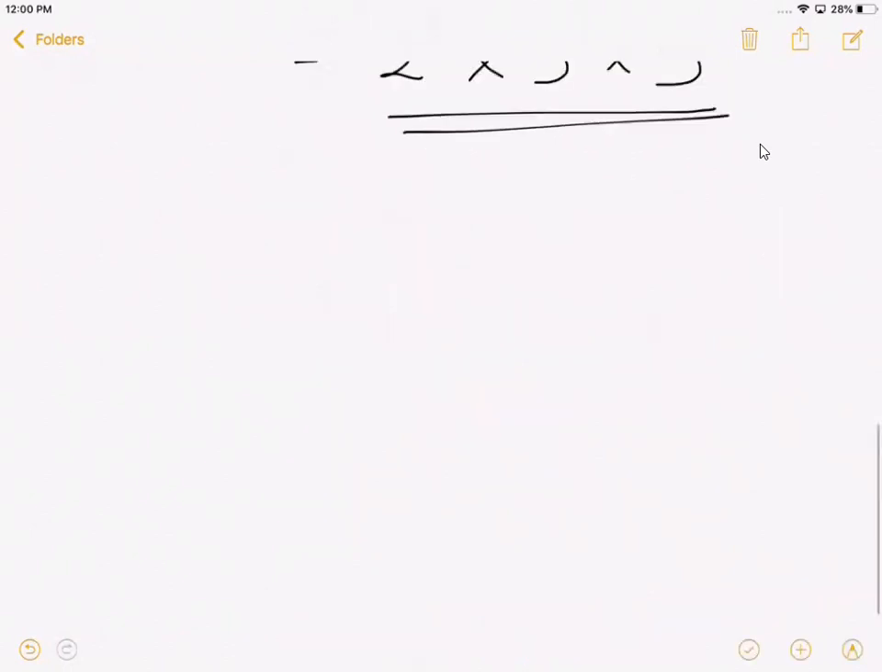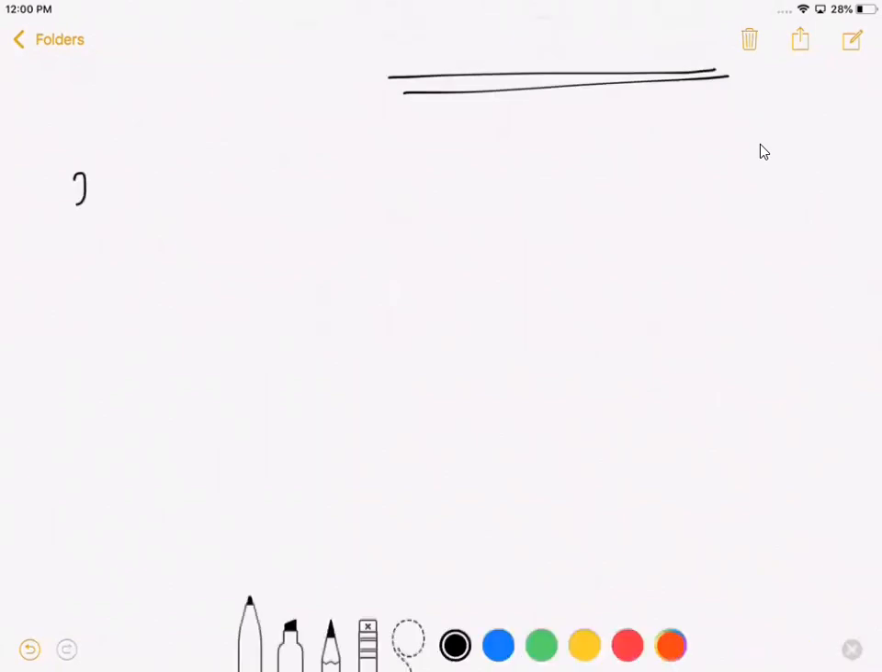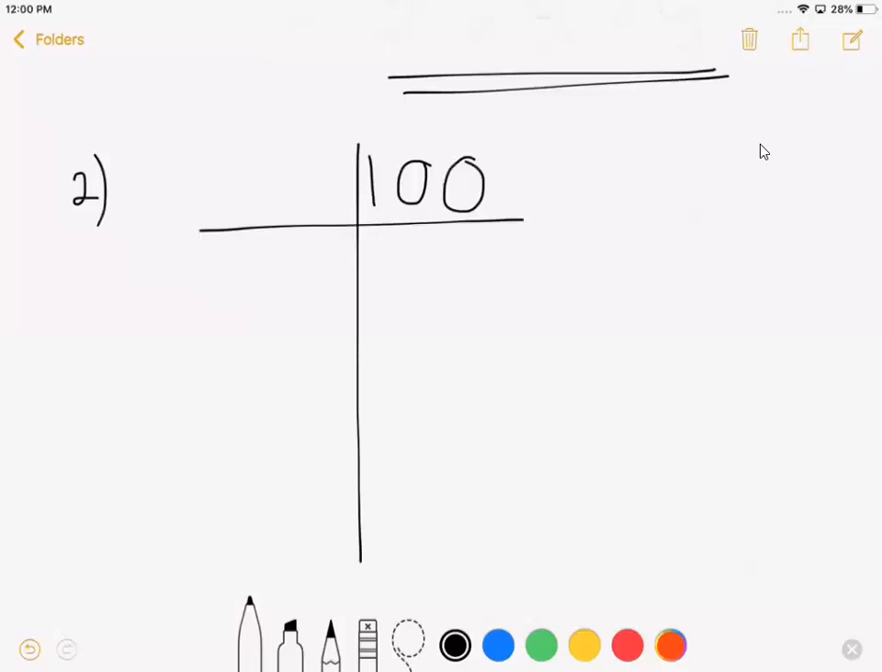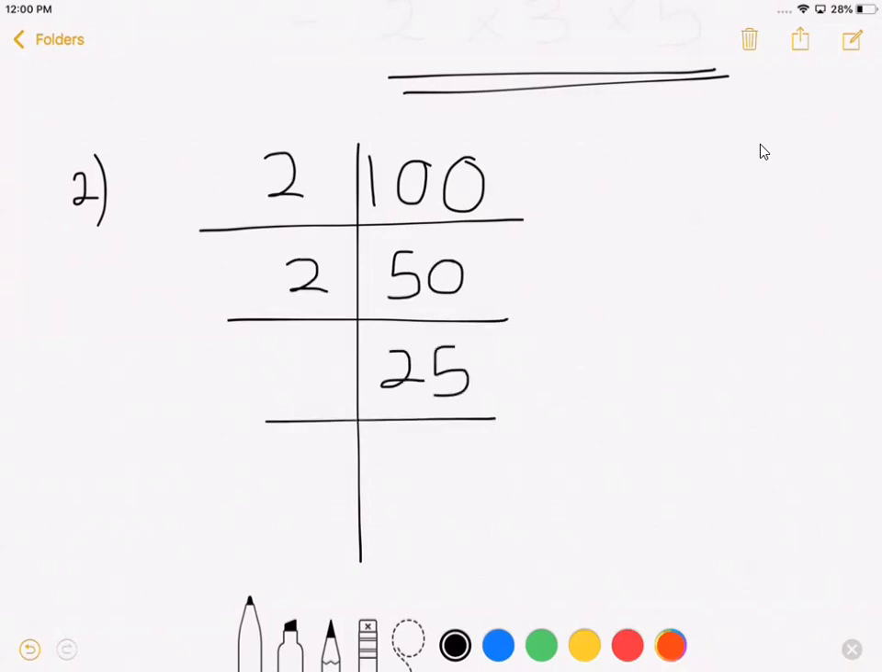Example number 2. I'm going to write 100 as a product of its prime numbers. The smallest number that goes into 100 is 2. 2 goes into 100 how many times? 50 times. And the smallest number that goes into 50 is 2. 2 goes into 50 how many times? 25 times. The smallest number that goes into 25 is 5. 5 goes into 25 how many times? 5 times. And the smallest number again is 5. 5 into 5 is 1. Then I stop; whenever I get an answer of 1, I stop.